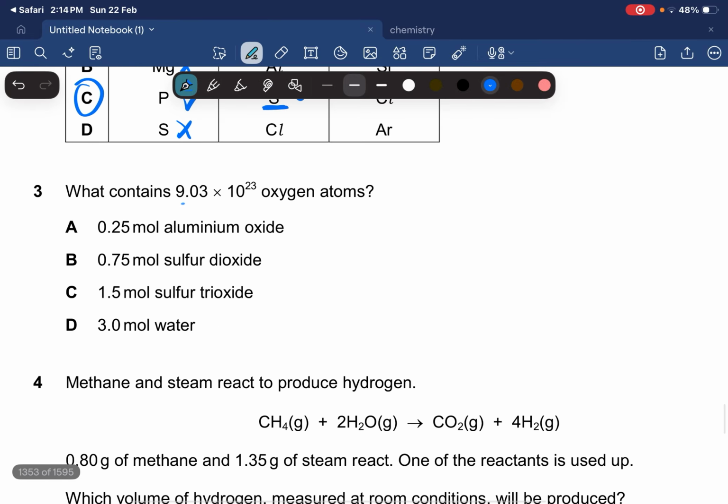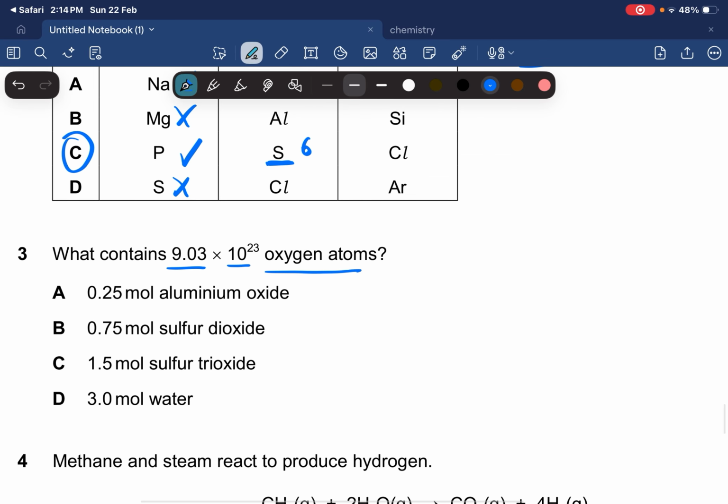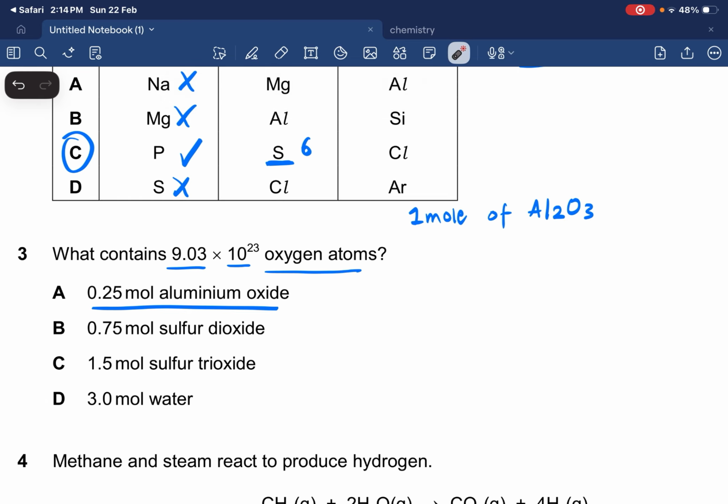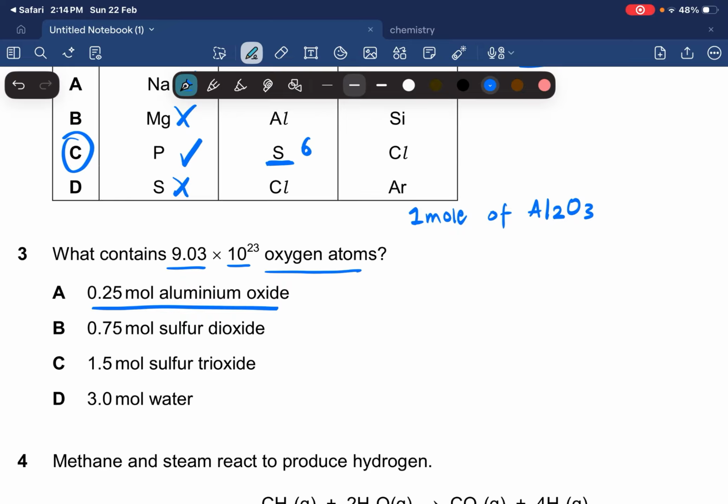What contains 9.03 × 10^23 oxygen atoms? So you know that over here, first we're going to figure out option A, which is aluminum oxide. You've got to know the formula: 1 mole of aluminum oxide, which is Al2O3, has 3 moles of oxygen atoms. That's unarguably the basics of moles in chemistry, that 1 mole of Al2O3 is going to have 3 moles of oxygen atoms, because the formula includes a 3 over here.